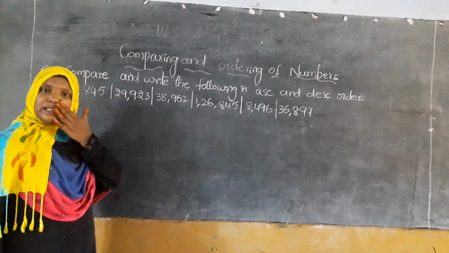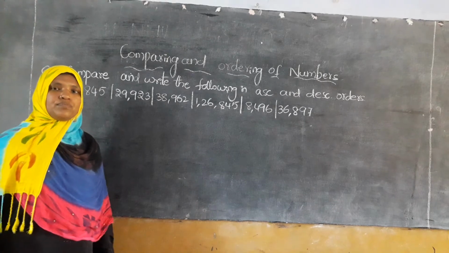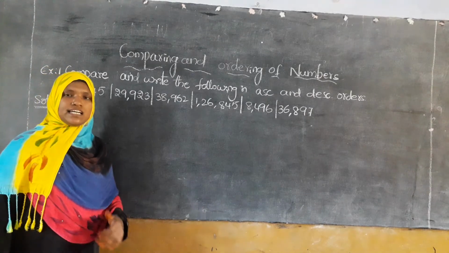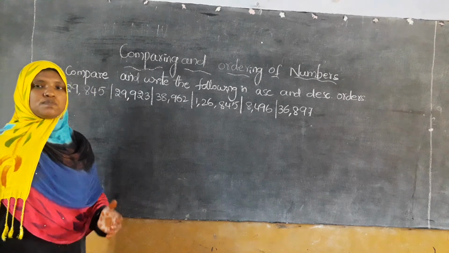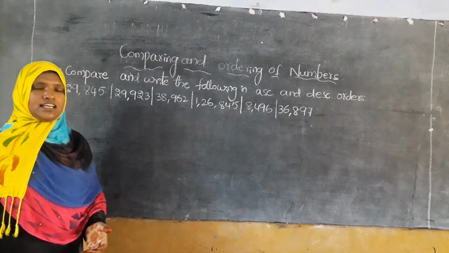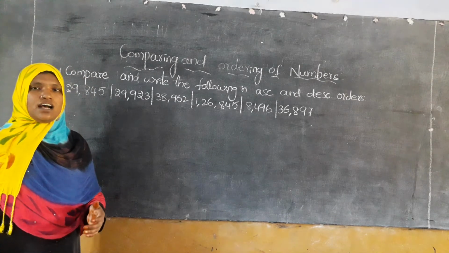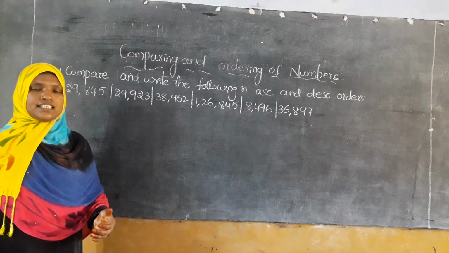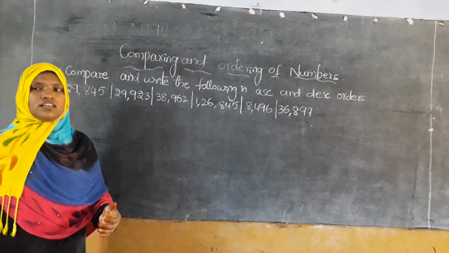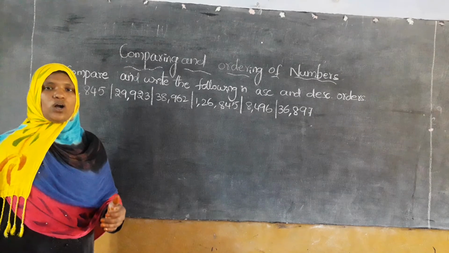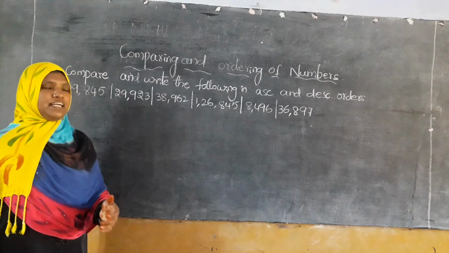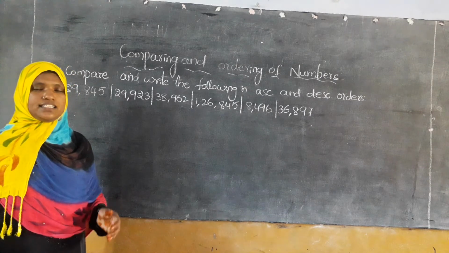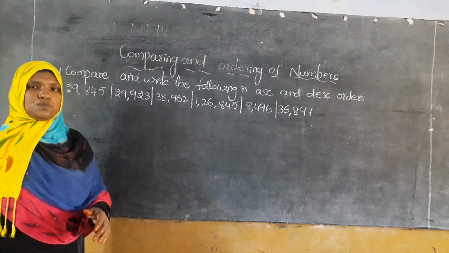So you know that ascending order means increasing order. That means small to big. Arranging the given numbers in ascending order means small to big. Descending order means arranging the given numbers from big to small.